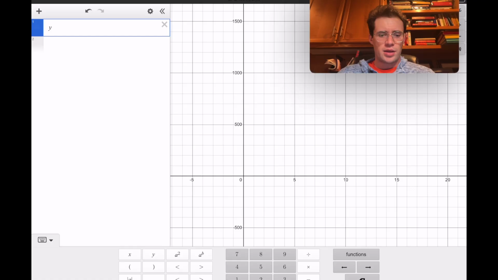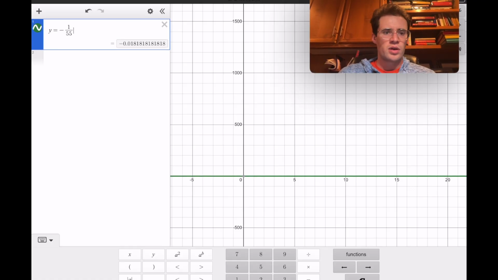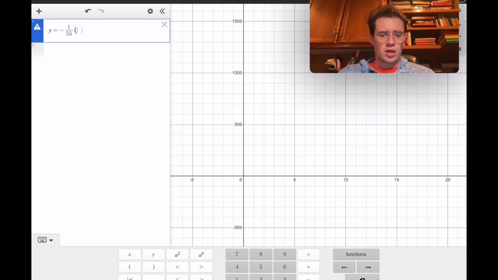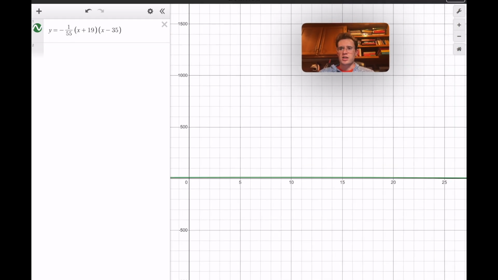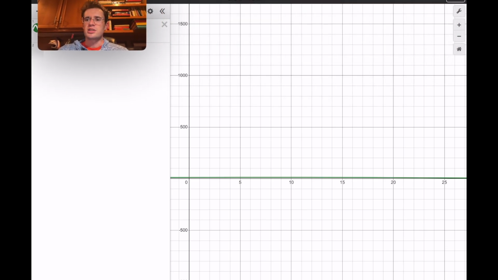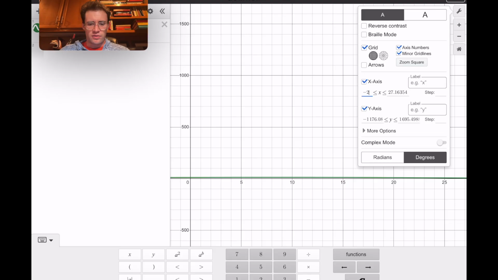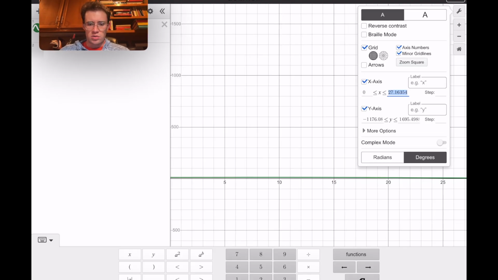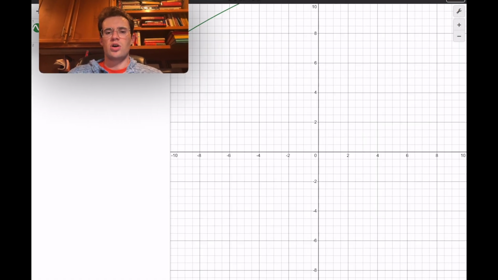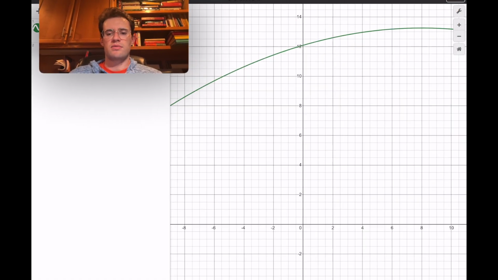So we get y equals negative 1 over 55 times the quantity x plus 19 times the quantity x minus 35. Now I just need to adjust my window again. So this should be, let's do like negative, I guess we don't want it to be negative. So like 0 to, so you can also just click the home button. It brings it to like negative 10 to 10 for both of the directions.